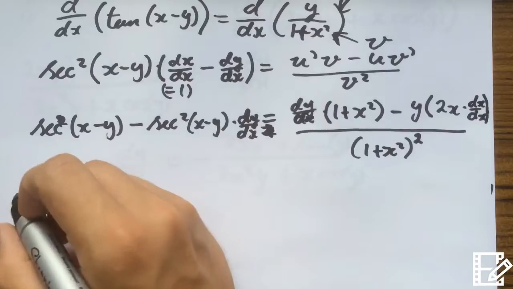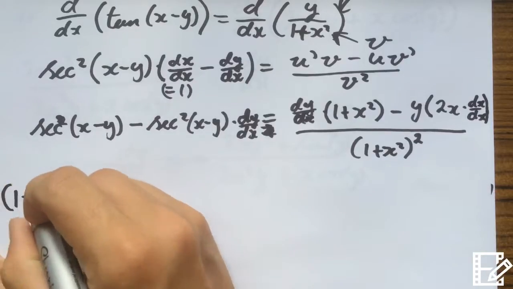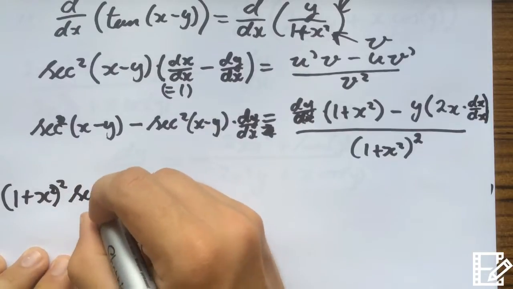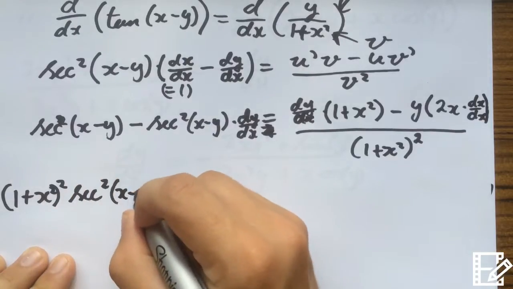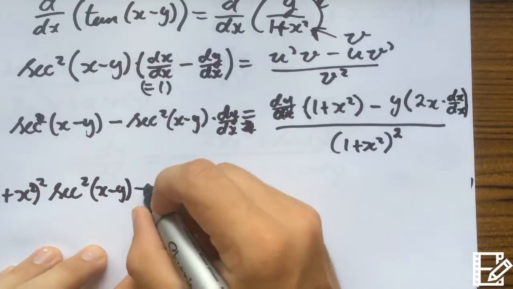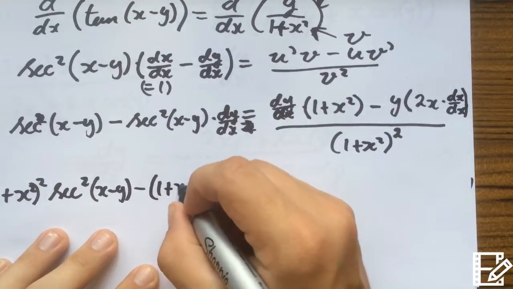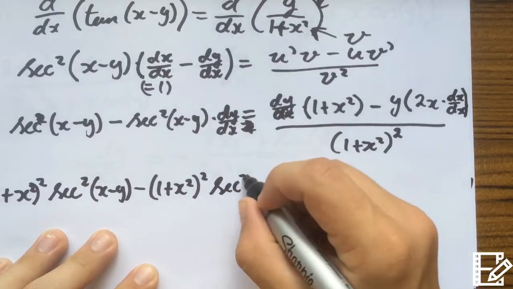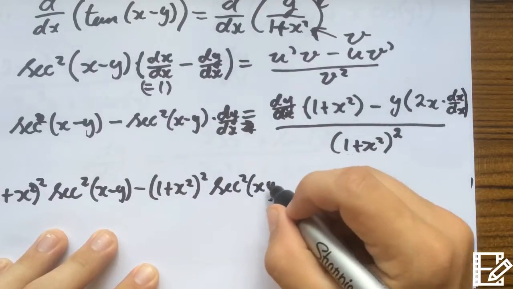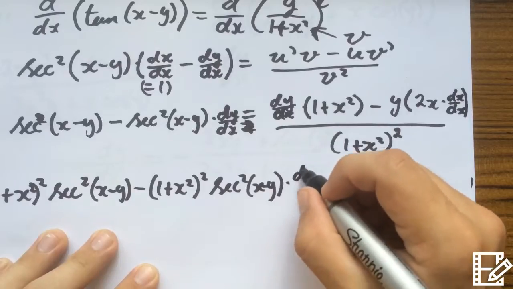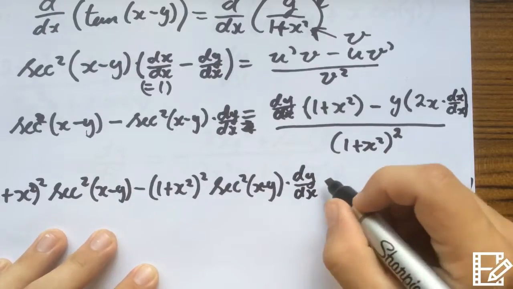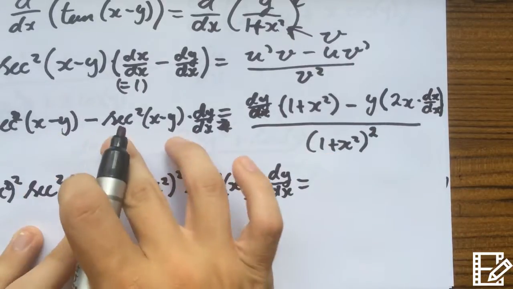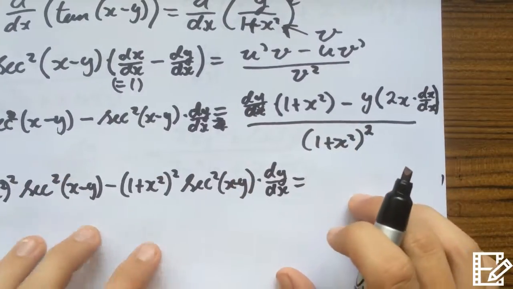Now this is going to get a little bit long, but we're going to have (1 plus x squared) to the power of 2 sec squared x minus 1, minus (1 plus x squared) all squared multiplied by sec squared x minus y, multiplied by dy dx. Okay, all I'm doing is multiplying this onto this value and this value to get rid of it on the bottom here.